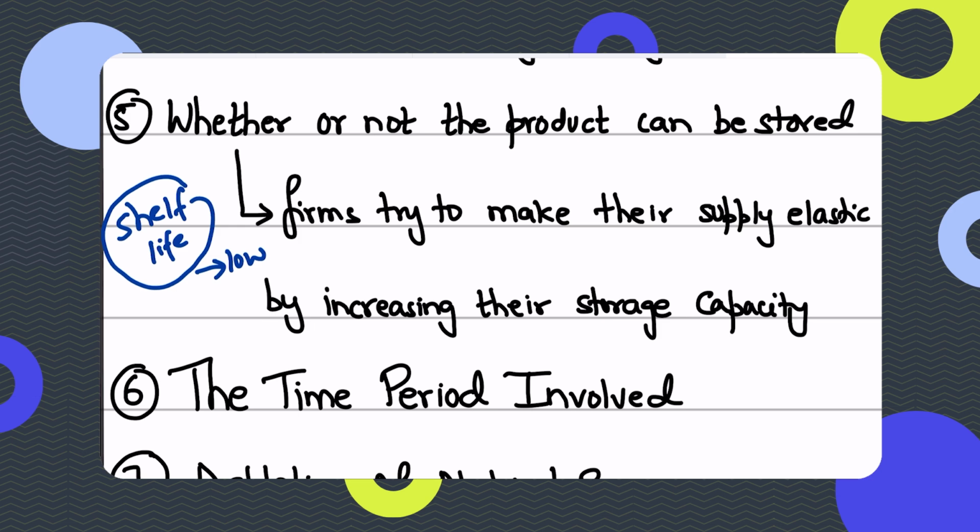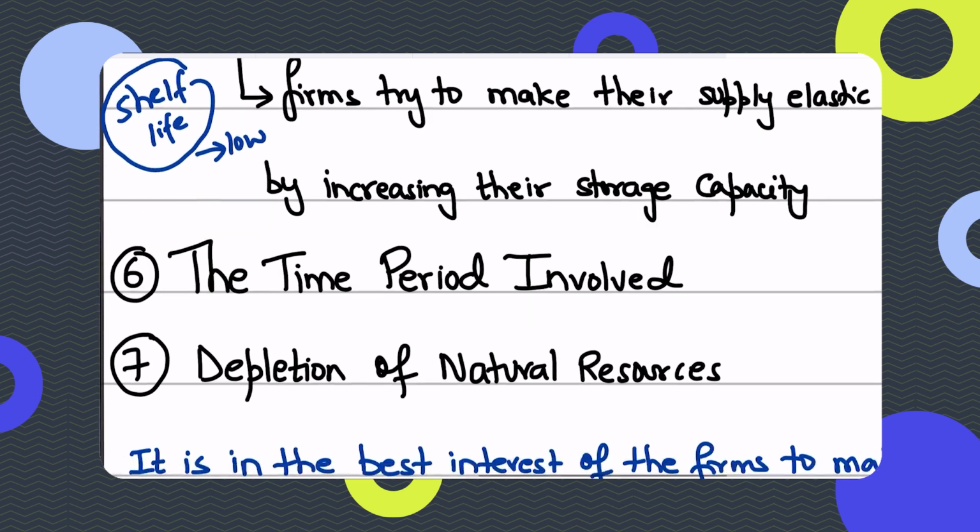Anyways, the other thing that you need to know is the time period involved, right? The longer the time period, the more time you have. Let me use this as a teaching example. What I'm saying is that the longer the time period, the more opportunity the firms would have to alter the quantity of the factors of production they employ.